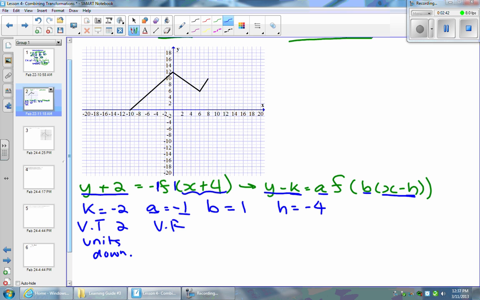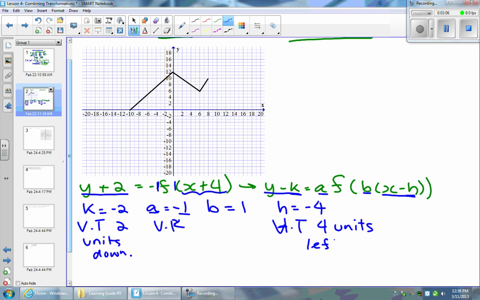Okay, so let's keep going here. We have a b value equal to 1. That means we have a horizontal stretch by a factor of 1 over 1, which gives me 1. So there actually is no horizontal stretch happening here, or horizontal reflection. But we have an h value, and that's a negative 4. So that means we have a horizontal translation 4 units to the left.